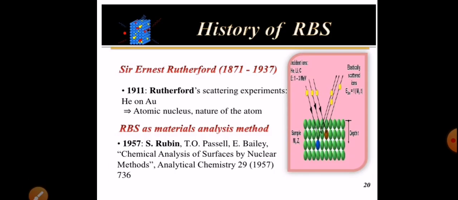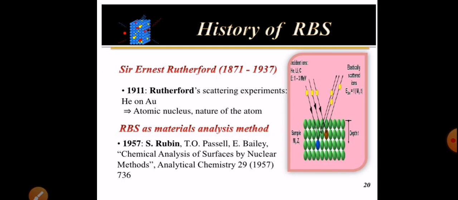Okay. Then the history of RBS means from where it has started. Rutherford did his scattering experiments in 1911 on gold foil using helium as the incoming particles. As a result of his experiment, he was able to find out the structure of the atom in an acceptable manner, the presence of the atomic nucleus, and the nature of the atom. Everything was predicted by Rutherford as a result of his gold foil alpha particle scattering experiment.